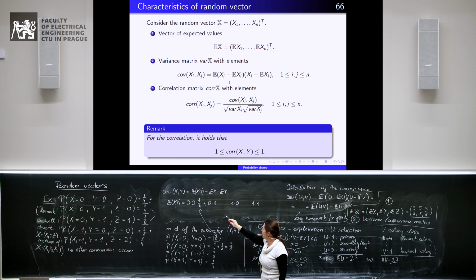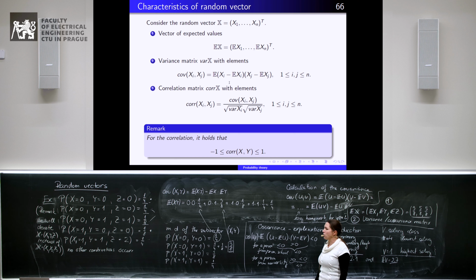The combination 0, 1 occurs with probability 3/8. The combination 1, 0 occurs with probability 1/8, and 1 times 1 must be multiplied by the probability 1/4. We can see that all members are equal to 0 except the last one, so the expected value of this product is 1/4.